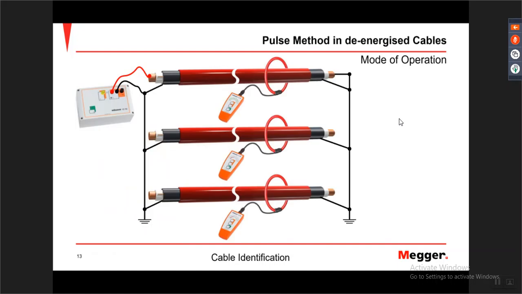Mode of operation. Connect the red lead to the core of the cable that you want to identify, and the black lead to the sheath of the cable. At the far end, loop the core to the sheath, and it will then be a common earth to the other 2 phases.